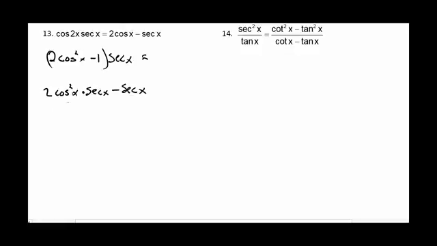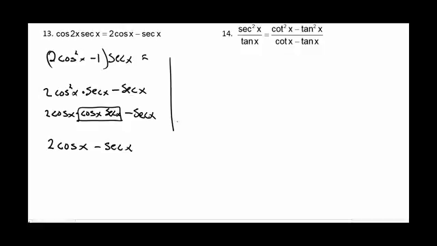And when I do that, I'm going to pull apart one of these cosines to multiply with the secant x. Because again, those are reciprocal identities, so that actually equals 1. So I get 2 cosine x minus secant x. And so we're done. We got the left side to match the right side.